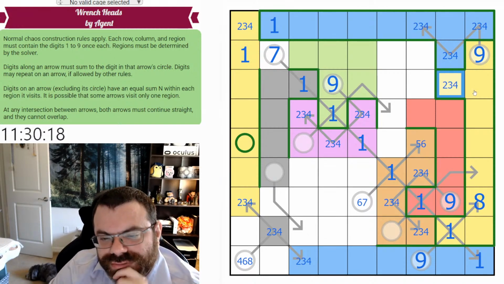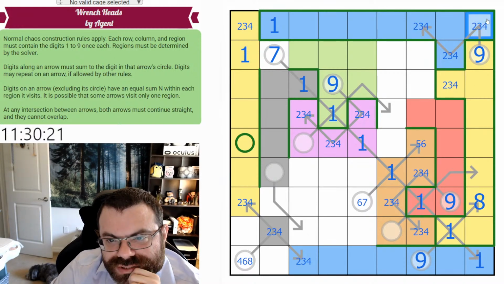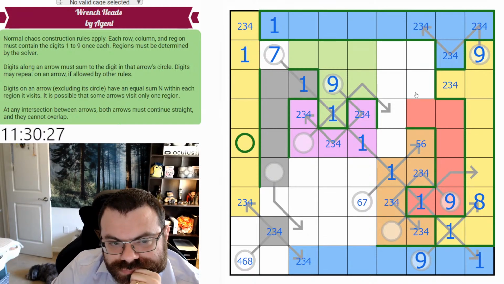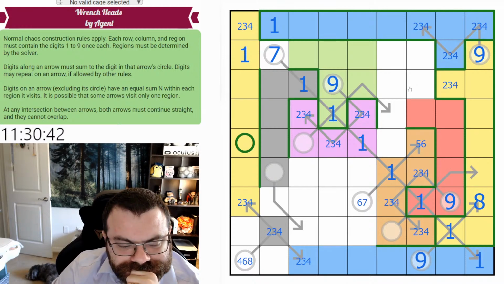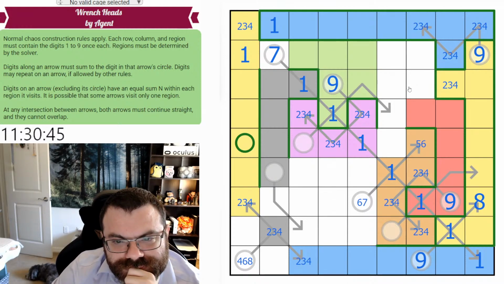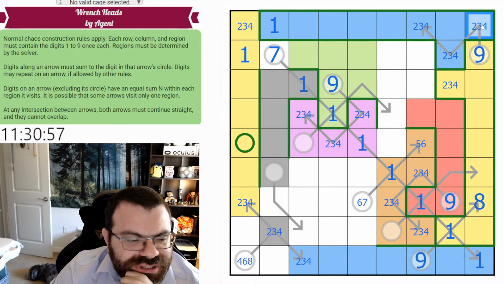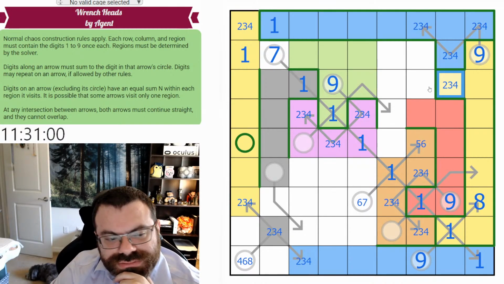This is a 2, 3, or 4. It's this cell. Where does this cell go in yellow? Hey, Jessica. It can only go here.